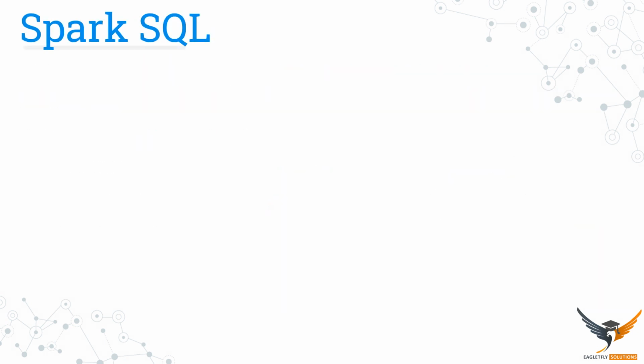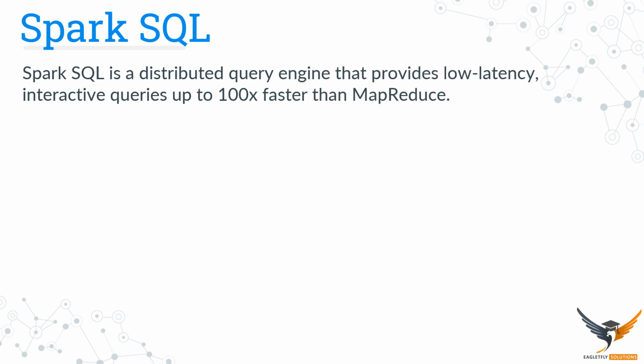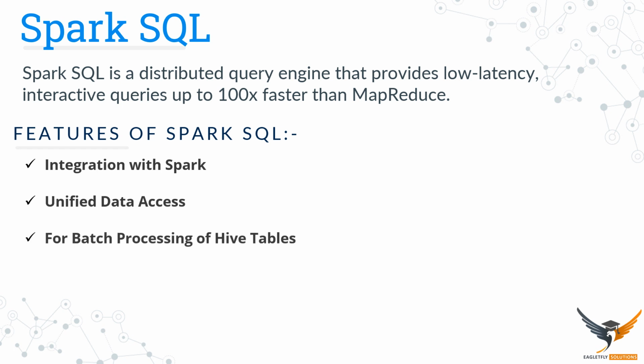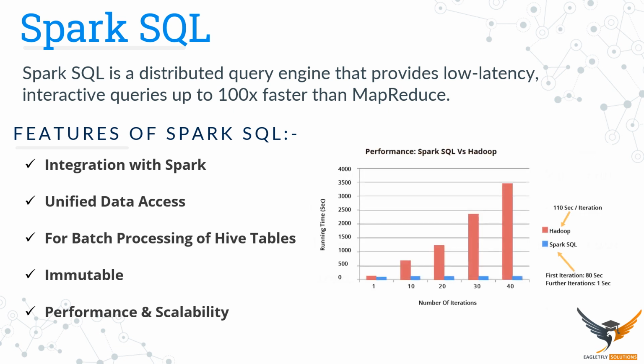Next is Spark SQL. Spark SQL is a distributed query engine that provides low latency interactive queries up to 100 times faster than MapReduce. Now let's discuss some of the features of Spark SQL. Integration with Spark, unified data access for batch processing of Hive tables, immutable, and performance and scalability. We can see that when we increase the number of iterations, Hadoop takes more time to iterate, whereas Spark SQL takes very less time. So we can clearly see that Spark SQL is far better than Hadoop.